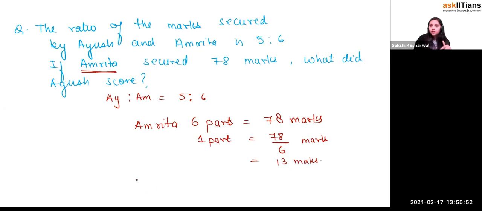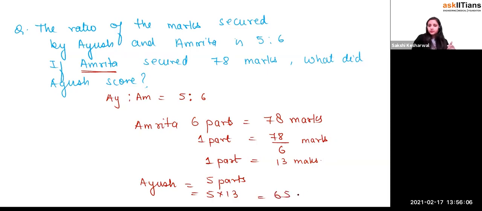13 marks. So what is the marks that Ayush got? Ayush got how many parts, beta? 5 parts or not? So 5 parts is equals to 1 part, yes or no? So this is equals to 5 into 13, which is equals to 65 marks. This is what Ayush has got. And what is the total marks, out of the total?